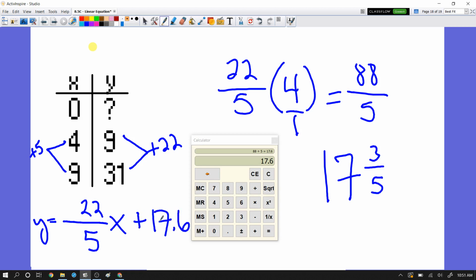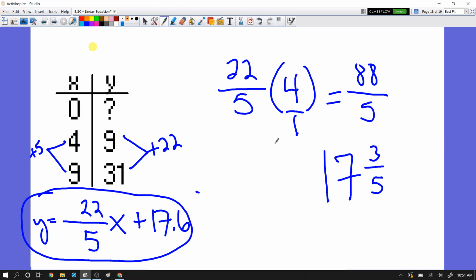Okay, so that is plus 17.6. It doesn't matter what you're given in the table, you can do this. And I wanted to give you this extremely weird one just to prove that 22 over 5x plus 17.6 could be a linear equation. Pretty weird stuff.